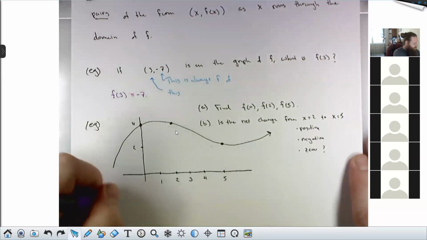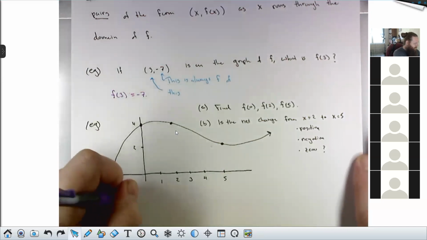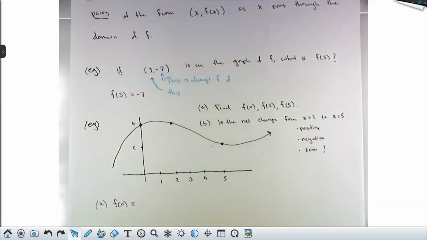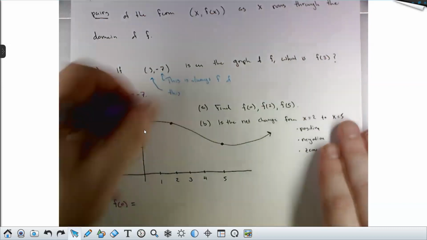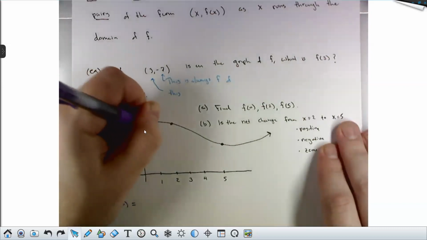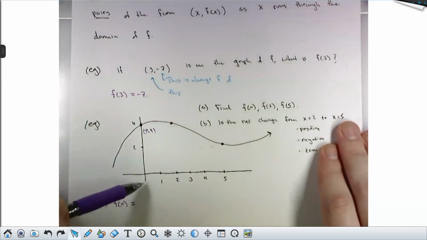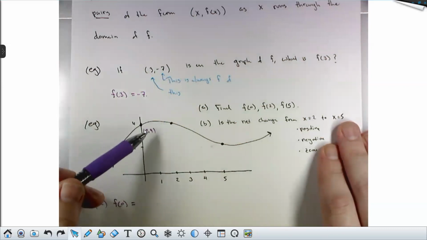What is f of 0? 4. Very good, right? So if the ordered pair A comma B is on the graph of f of x, that means f of A is B. So right up here, you see the ordered pair 0 comma 4. We've gone over 0 and up 4. That means f of 0 is 4.